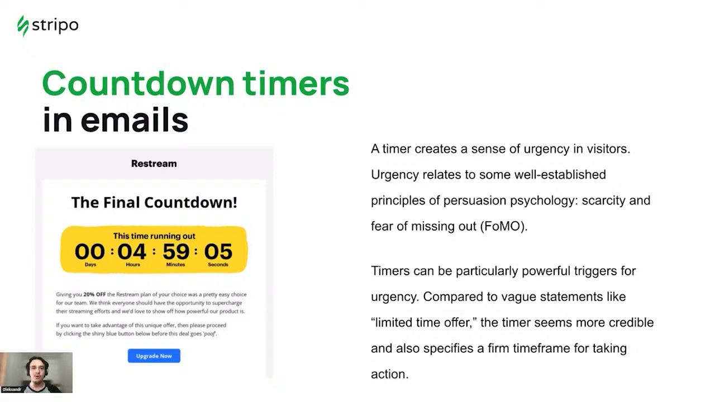FOMO, fear of missing out, can refer to either missing out on social interaction or, more broadly, any desirable opportunity. It's behind behaviors like compulsively checking your Twitter, Facebook, Instagram, etc., and this is exploited by marketers in many ways. Every day, I get emails with subject lines that include words like "don't miss out." Timers can be particularly powerful triggers for urgency, and now I will pass the floor to Zhenya, and she will show you how quickly and easily to create these effective tools in your email right now.